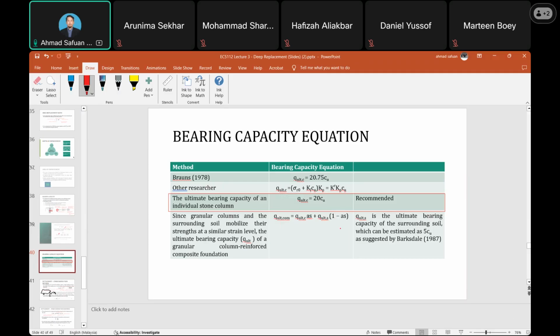Q ultimate of the soil is the ultimate bearing capacity of the surrounding soil, which can be estimated as 5 Cu as suggested by Bachus. Once we know the undrained shear strength of the soil, we multiply it by 5. Or the easy way is to use 20 times Cu.